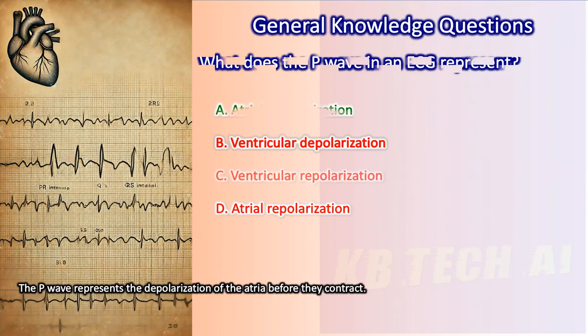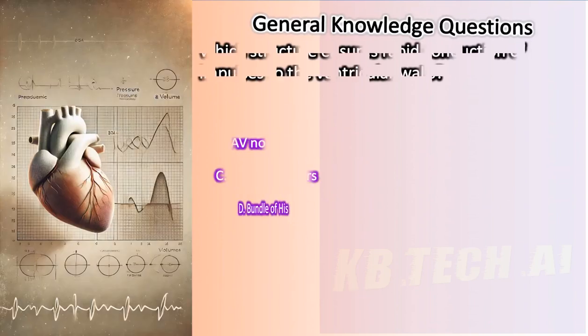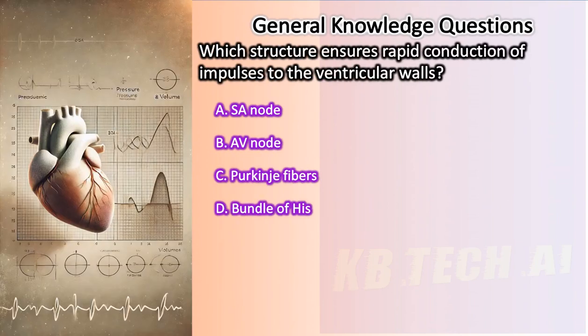The answer is option 1. Atrial depolarization. Which structure ensures rapid conduction of impulses to the ventricular walls? Option 1. SA node. Option 2. AV node. Option 3. Purkinje fibers. Option 4. Bundle of His.